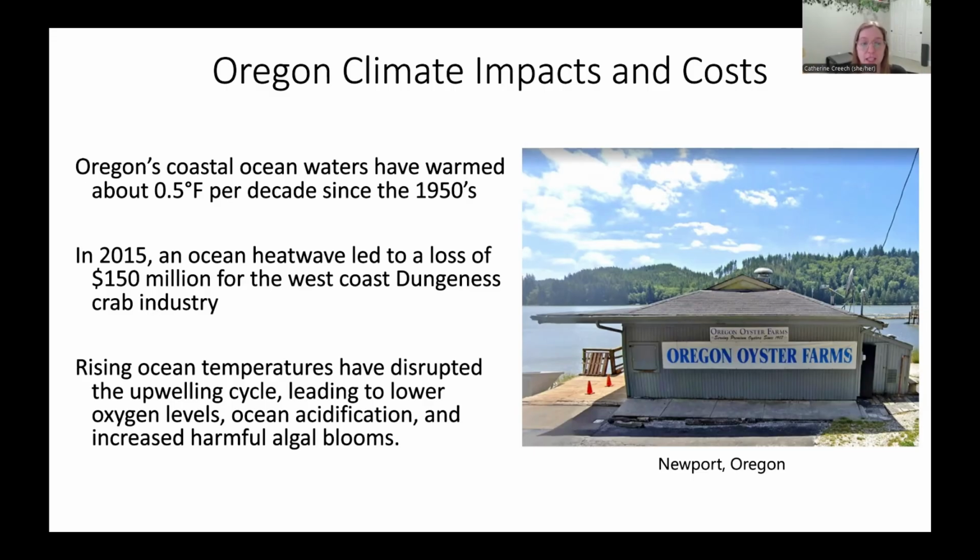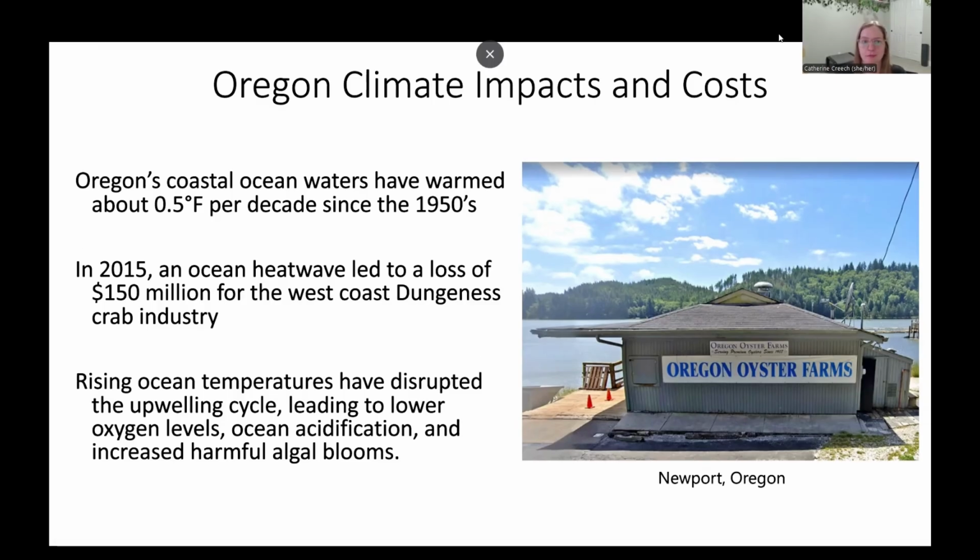In 2015, an ocean heat wave led to the loss of 150 million from the Dungeness crab industry. And as our ocean temperatures change, we're going to disrupt upwelling cycles. And as we disrupt upwelling, we're going to see lower oxygen levels, we're going to see higher ocean acidification, and we're going to see more harmful algae blooms.